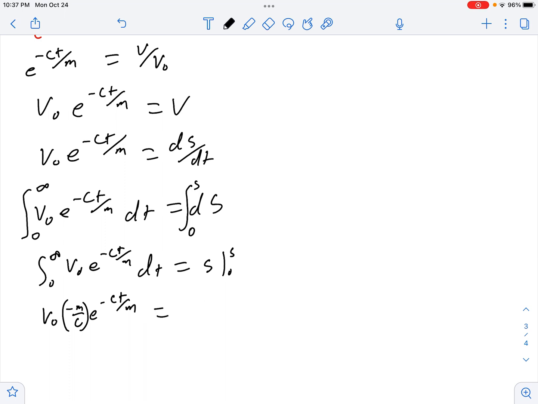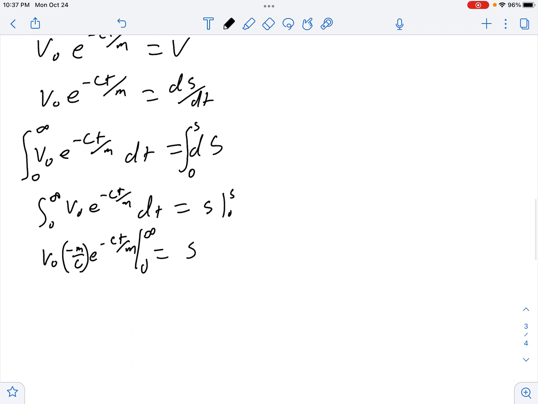Okay, we have to evaluate from 0 to infinity. On the right, we've got s from 0 to s. That'd be s minus 0, so just s. And then here's my evaluation. I'm going to bring that s to the left-hand side to make this a little bit easier to see.